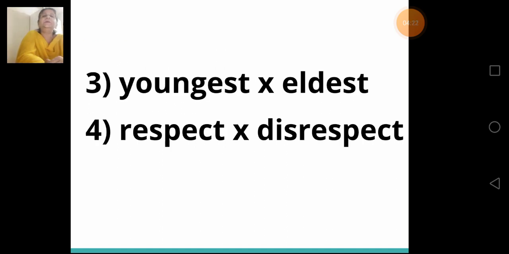Third word, youngest, and the opposite of youngest is eldest. Youngest, eldest. The fourth word is respect, and the opposite of respect is disrespect. Respect, disrespect.